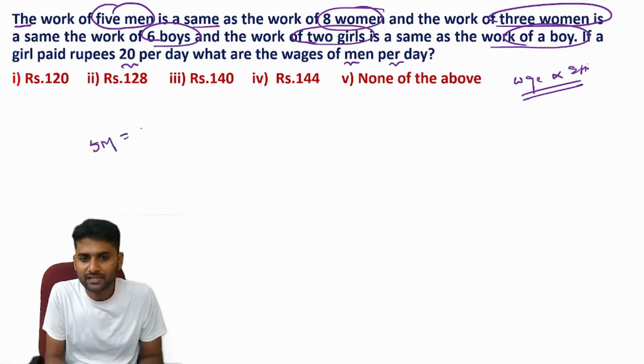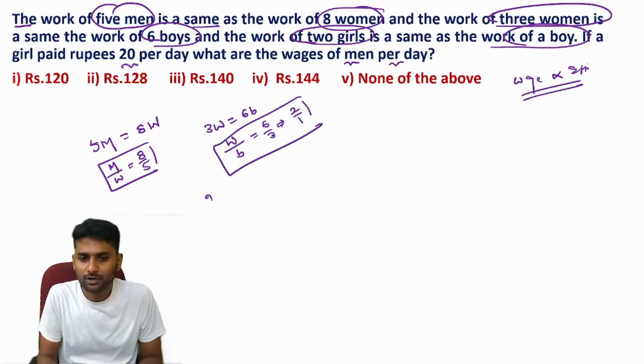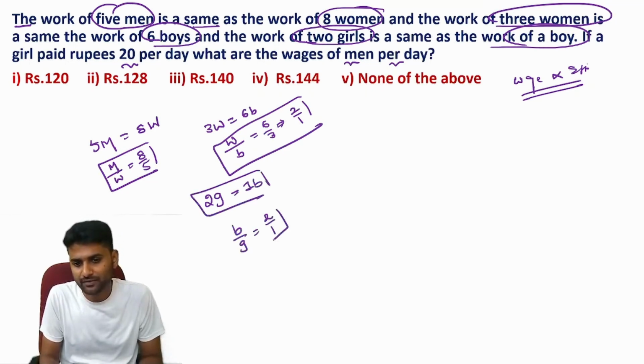5 men's work is equal to 8 women's. Now men by women ratio is equal to 8 by 5. Next, 3 women do the same work as 6 boys. So women by boys ratio is 6 by 3, which is 2 is to 1. Next, 2 girls do exactly the same work as 1 boy. Now see, here you will get the boy by girl ratio as 2 by 1.